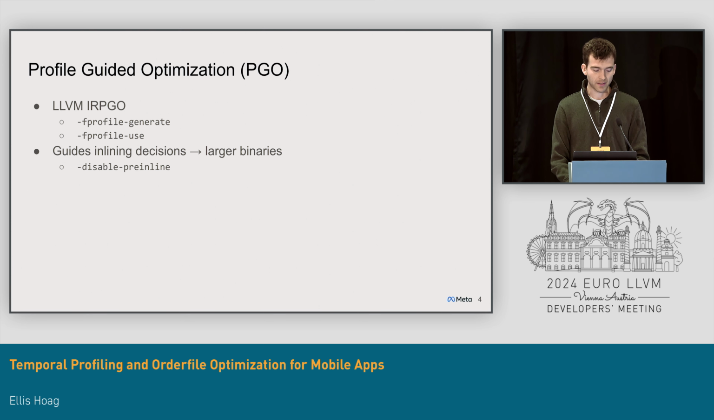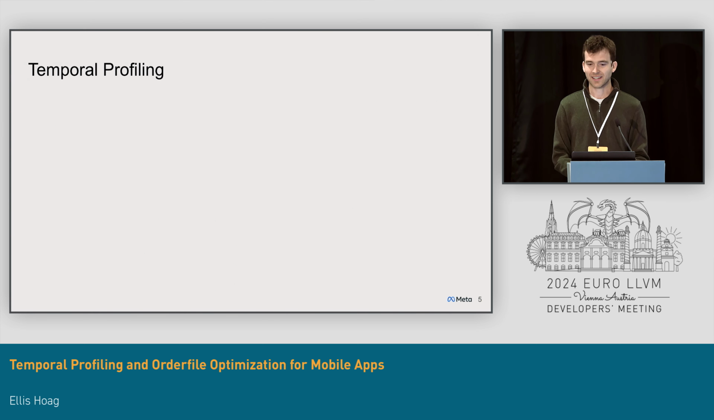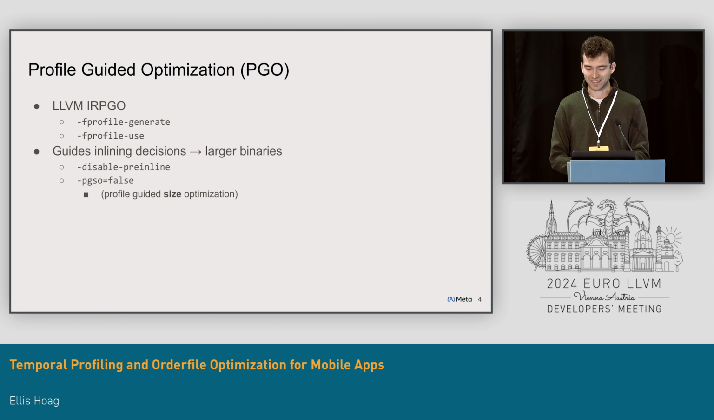Some of this overhead can be mitigated with the disable-preinline flag or the PGSO flag, which stands for Profile Guided Size Optimization. As a side note, I just wanted to put these flags on my slide in case it saves anyone debugging time, because it took me a while to track down these flags. So anyway, the default PGO becomes not very useful in the mobile space because it does increase code size.